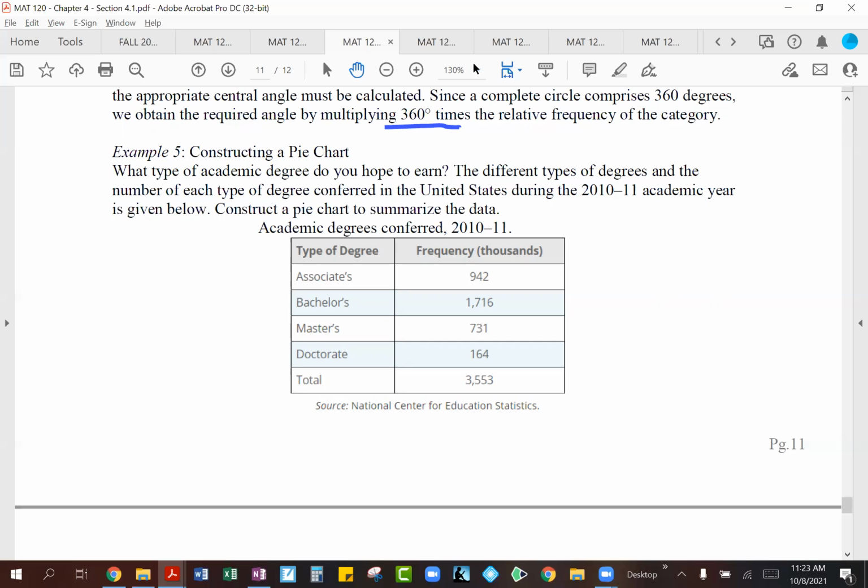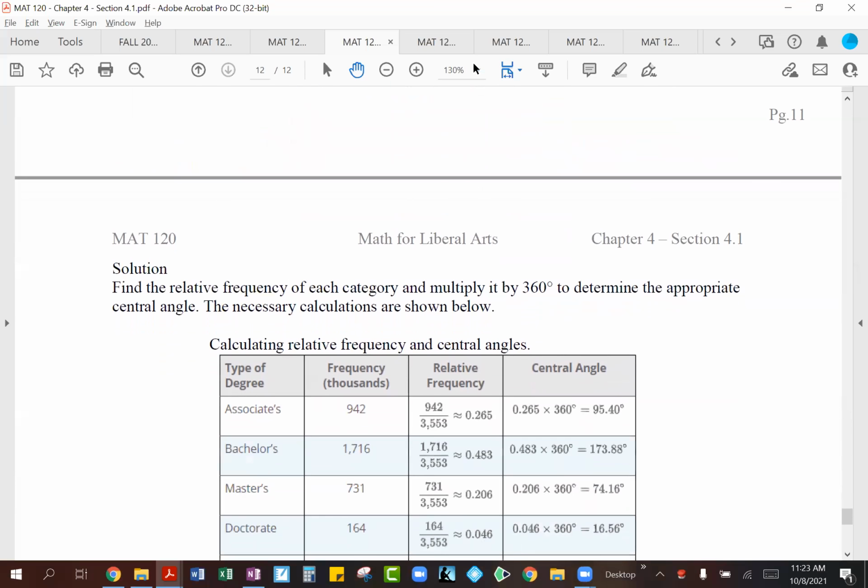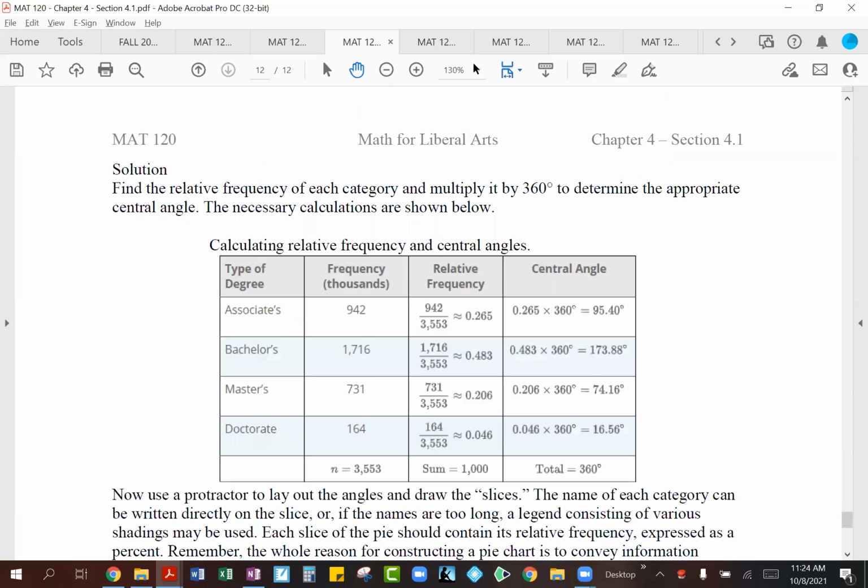They're saying the different types of degrees and the number of each type of degree conferred in the United States during the 2010-2011 academic year is given below. You can see we had a total of 3,553 degrees that were conferred upon students in that year. So now how do we break this down into a pie chart?